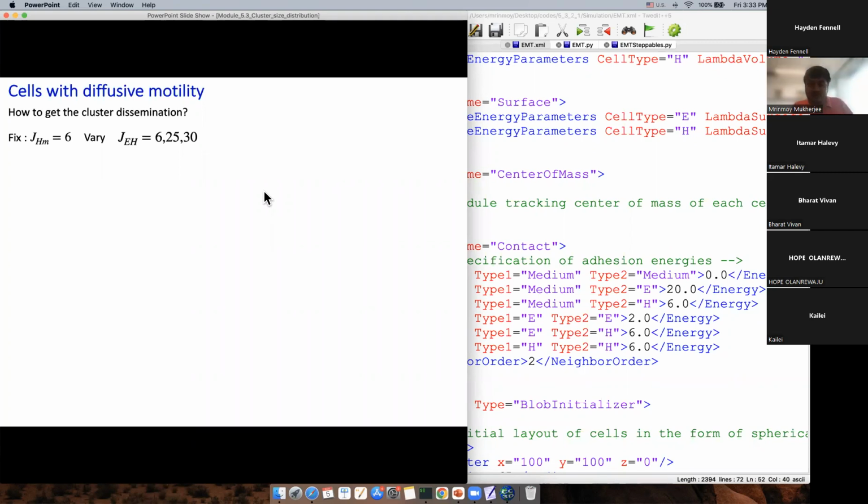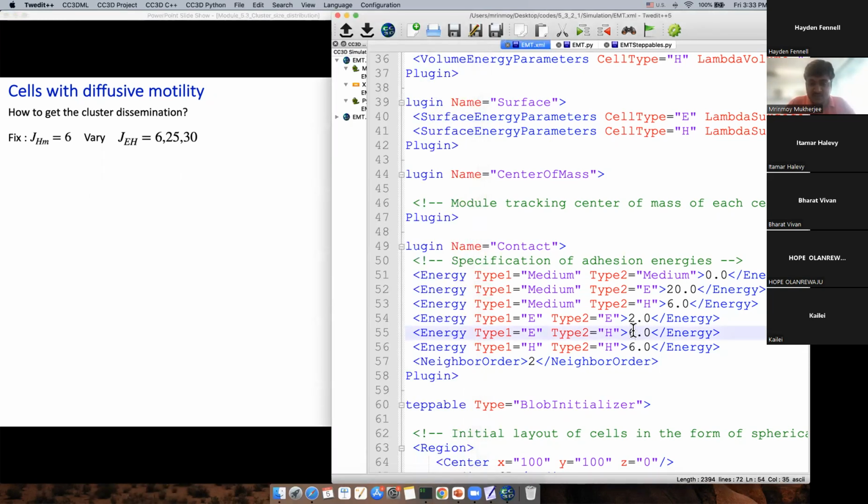So now you can try with this. You'll see a very interesting phenomenon here. Just don't change the medium hybrid contact energy. It is 6. We already checked the case for 6, the last one. So now try to increase that to say 25. What are you getting? So now you have to change this EH energy to 25.